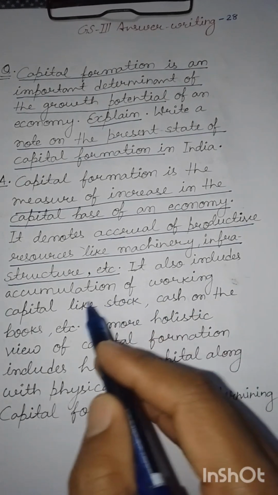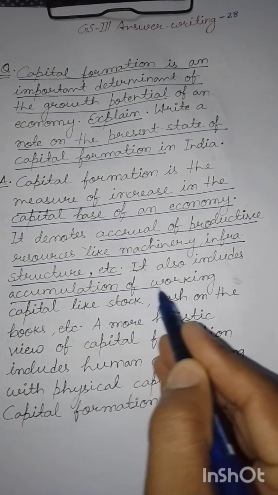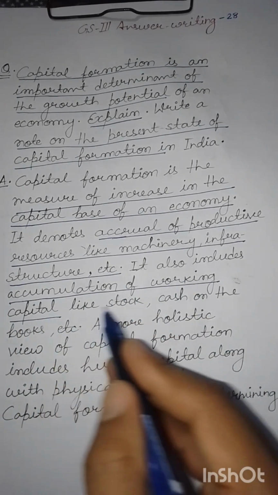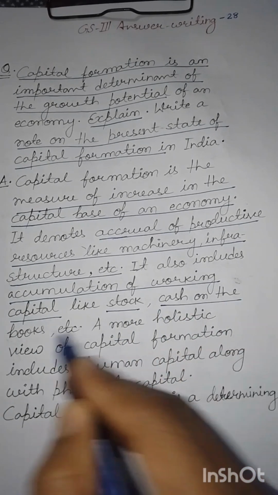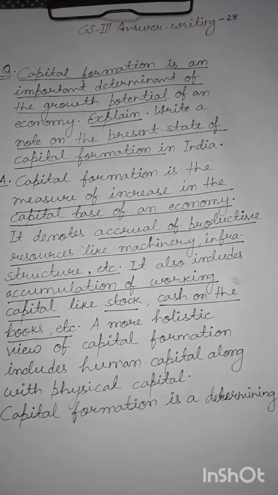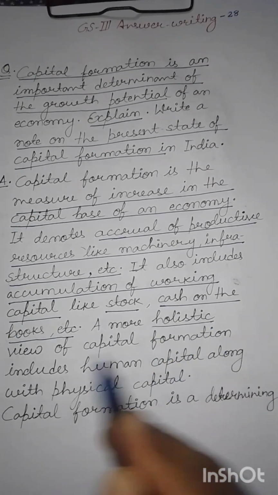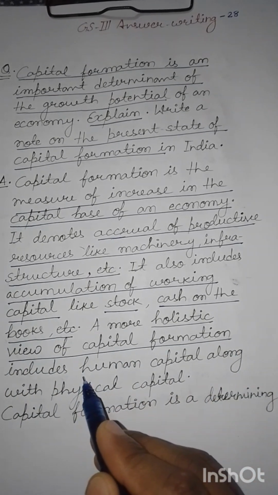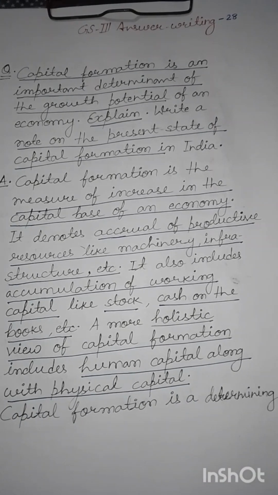It also includes accumulation of working capital, apart from fixed capital. What is meant by working capital? For example, things like stock, inventory, cash on books, etc. However, a more holistic view of capital formation talks of human capital along with physical capital. It is obvious, it is intuitive, that human capital is sometimes more important than physical capital.